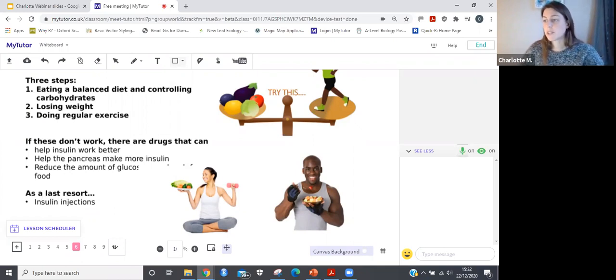Do type 2 diabetes people have to check their blood sugar levels? It depends on the severity of the condition, I believe.